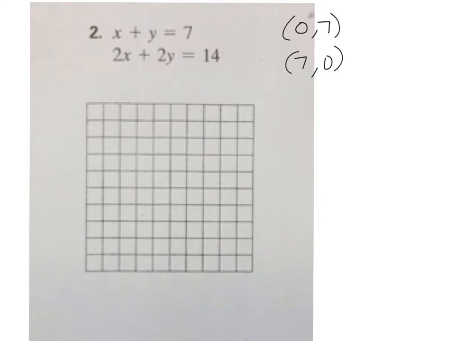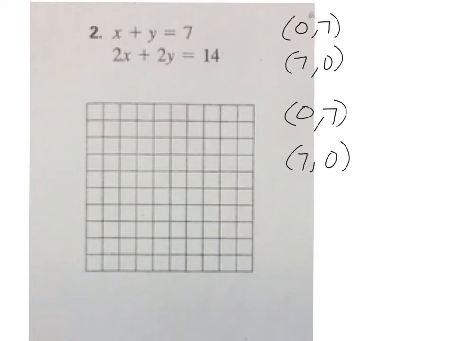On the second equation, I'm going to do the same thing. Do my setup. Then I'm going to make my x 0. 2 times something equals 14. Well, that's 7. And then on my bottom, I'm going to cover up the y. 2 times something equals 14. Well, I have the exact same points if you look at this. So let's graph it.